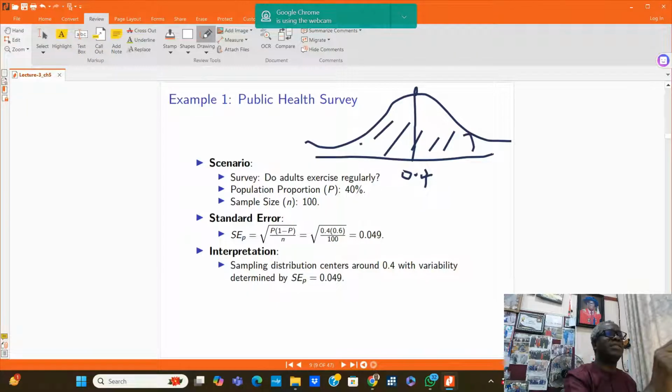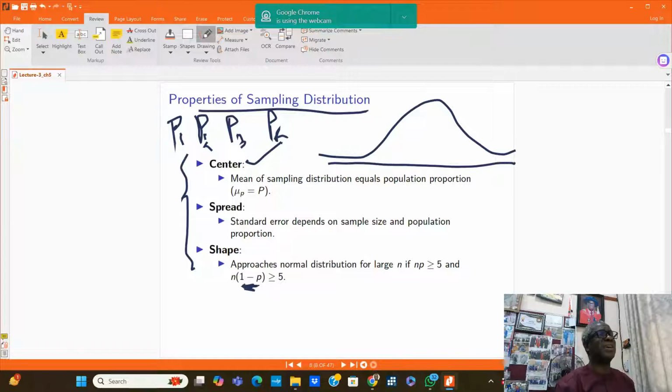So the variability measures the spread around this 0.4. The smaller the measure of the spread, as earlier mentioned, the more reliable the estimate of the population proportion that you have.